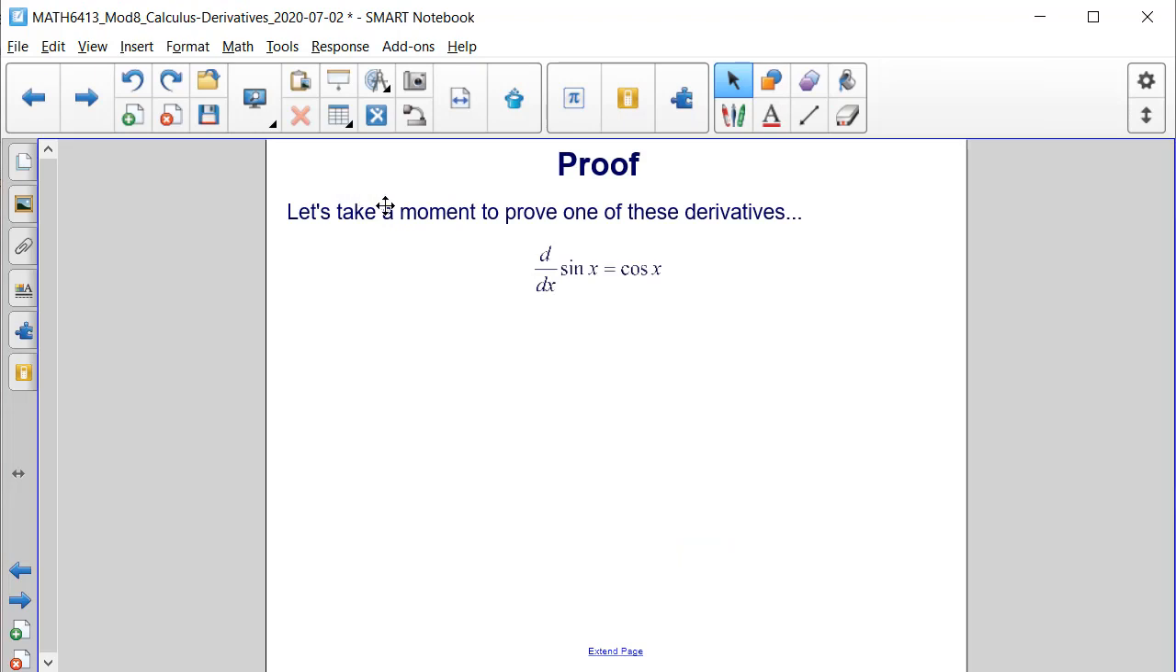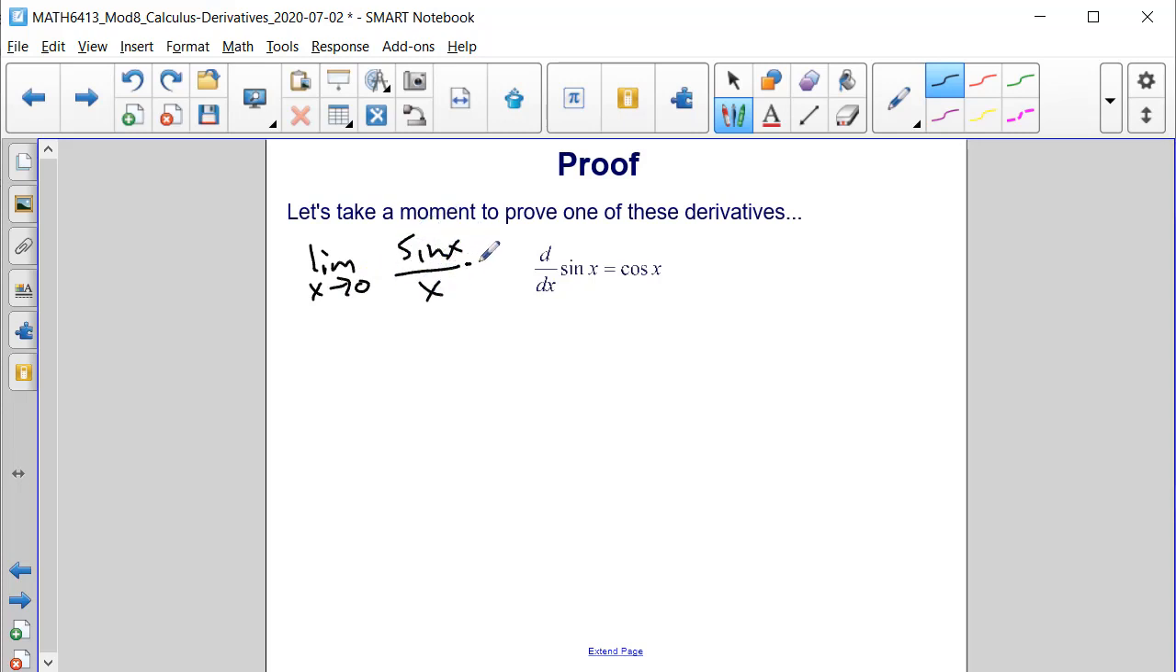Let's take a moment to prove one of these derivatives. The derivative with respect to x of sine of x is equal to cosine x. We're going to start with a few limit definitions that we have with some trig expressions. So recall that the limit as x approaches 0 of sine x over x is equal to 1, and the limit as x approaches 0 of 1 minus cosine of x over x is equal to 0.